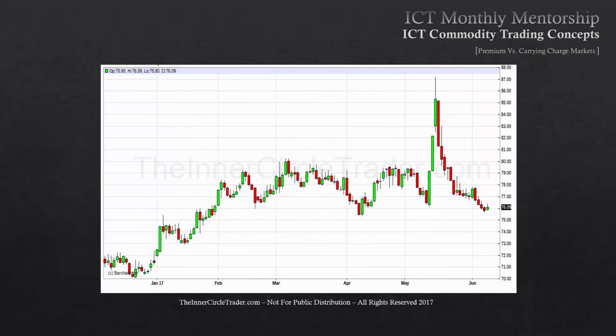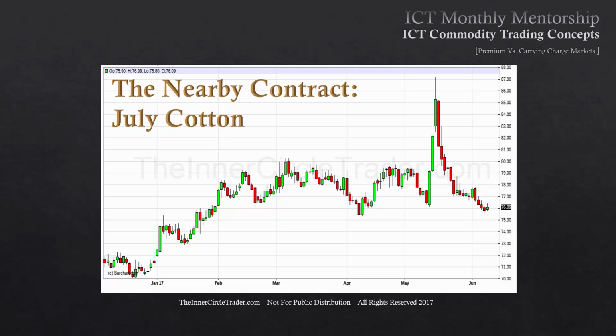Okay, so we're looking at here, this is the daily chart of the nearby contract for cotton. We're represented by the July contract. And I want you to take a look at price. Obviously, when we look at commodities, nothing is different in terms of how I look at price action. Everything is based on PD arrays, premium, discount.